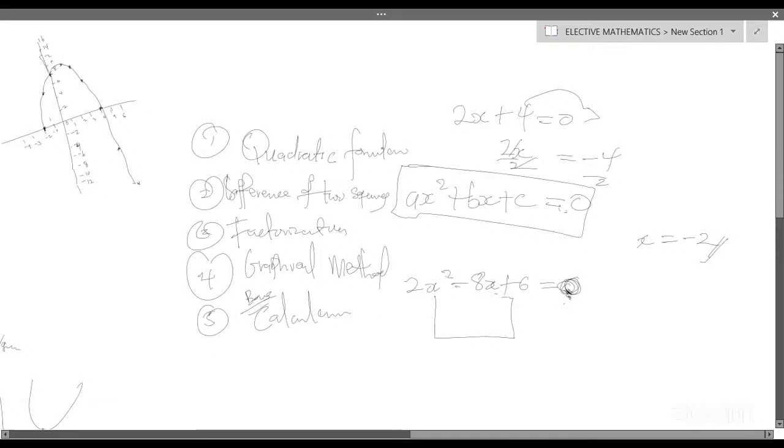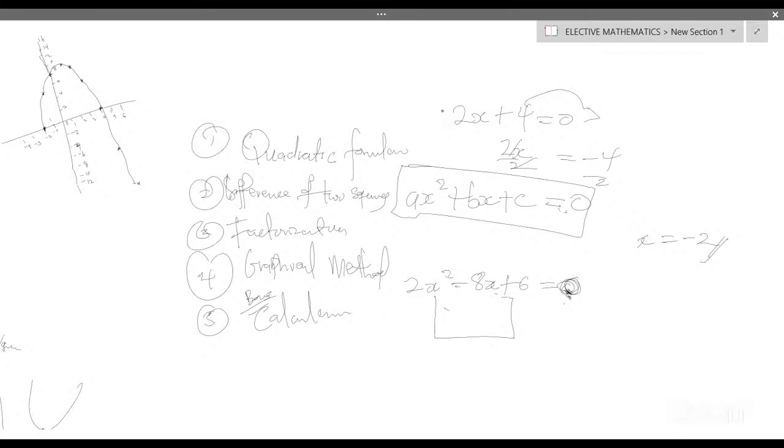So now, all of you bring out your calculators, and let's see how we can use the calculator to solve a quadratic equation and get the values of x. After that, we'll take a look at the difference of two squares. We use the difference of two squares to derive our quadratic formula, and then we'll try some examples. Then we'll do factorization, then we'll try something on the graphical. So do you have your calculators with you here? Yes, please. Okay.